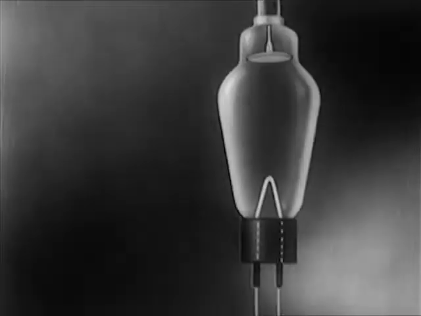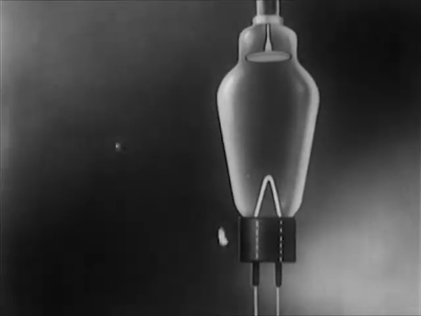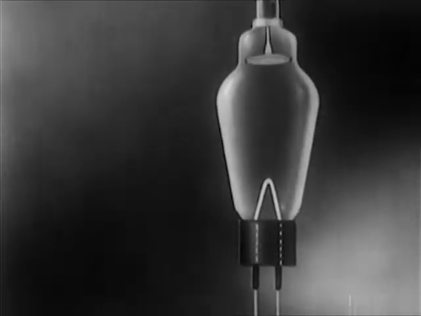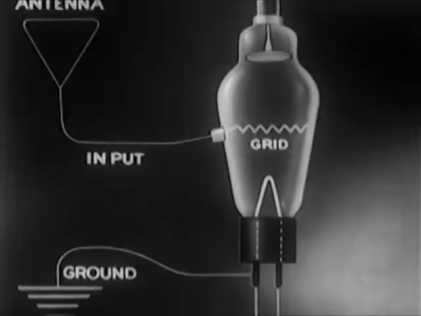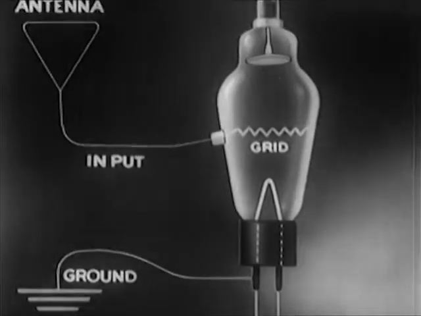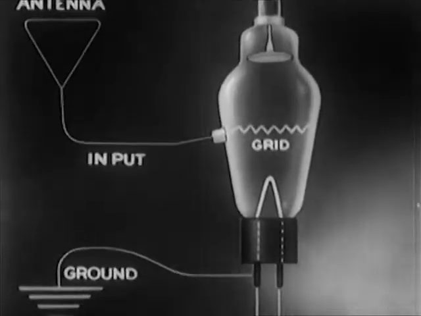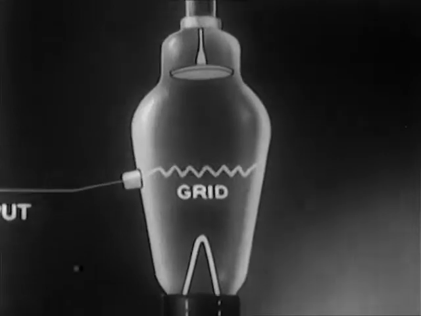Between the cathode and the anode of the two-element tube, which we diagrammed a while ago, we now place a grid. To this grid, we connect an input of some weak voltage which we wish to amplify, perhaps that of a faint radio signal from halfway around the world. Now let's see what happens.